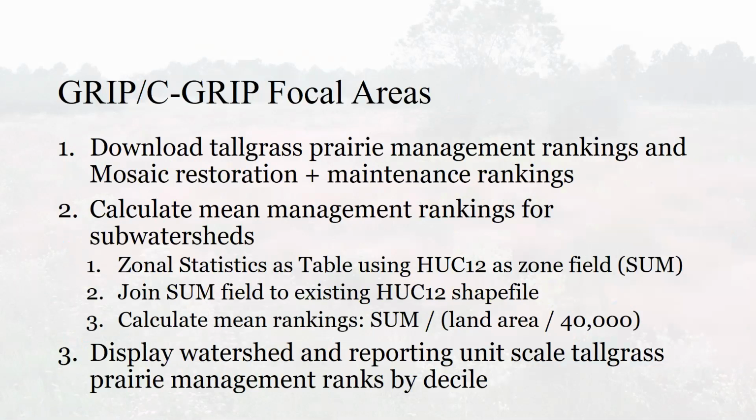So this time we download the management rankings for tallgrass prairie. Again, we have to mosaic because maintenance and restoration rankings are in separate rasters, but GRIP could be used for either objective. So we use that mosaic tool again to create a new raster that combines habitat restoration and habitat maintenance rankings. And both of those are included in that management ranking gallery. So when you go there and download the raster pack, you get both of them. They're just separate rasters that if you want to look at both things at the same time, you have to mosaic them to a new raster.